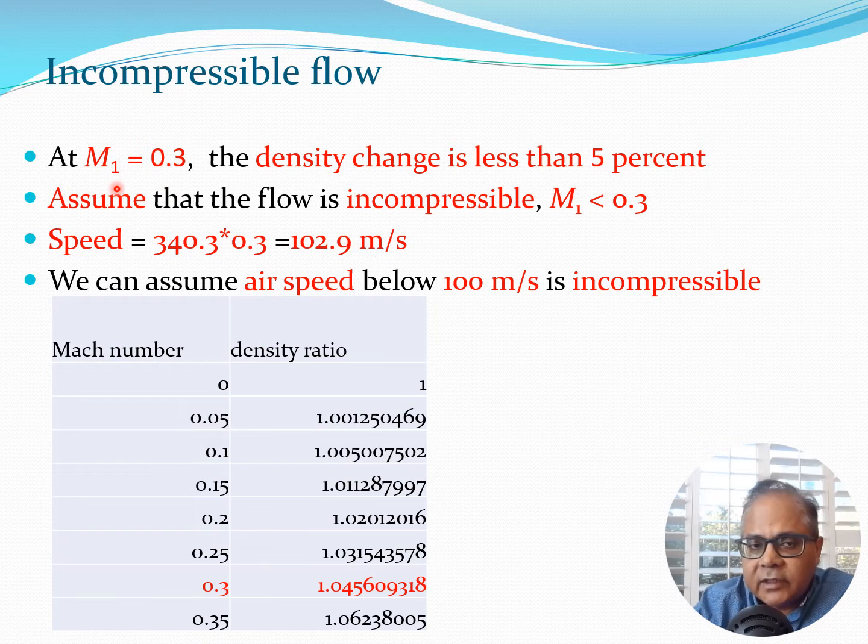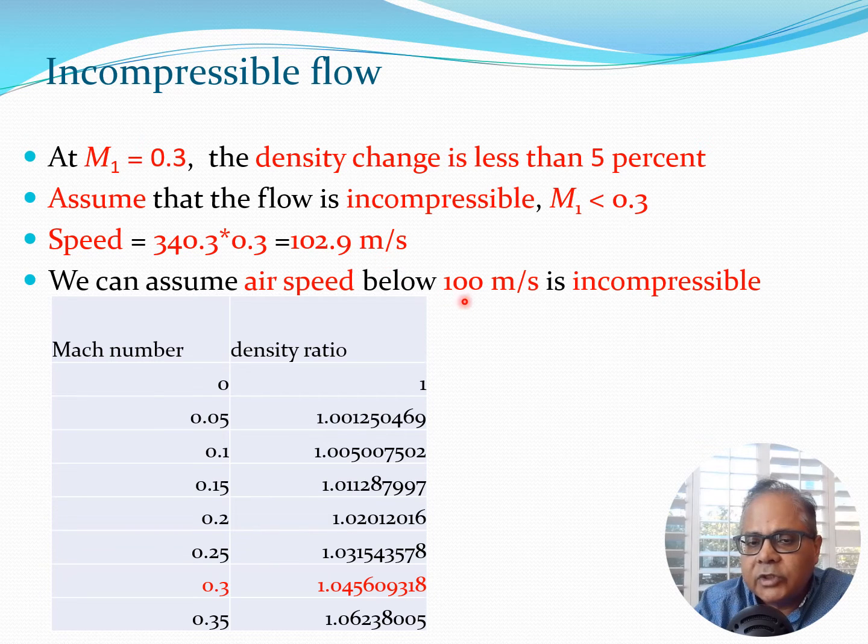So let's define this formally. At M equal to 0.3, the density change is less than 5%. So we assume that the flow is incompressible whenever Mach number is less than 0.3. Now we know the speed of sound is 340.3 meters per second at standard sea level. So if we multiply this by 0.3, we get the speed of the vehicle corresponding to Mach number 0.3, and that would be 102.9 meters per second.